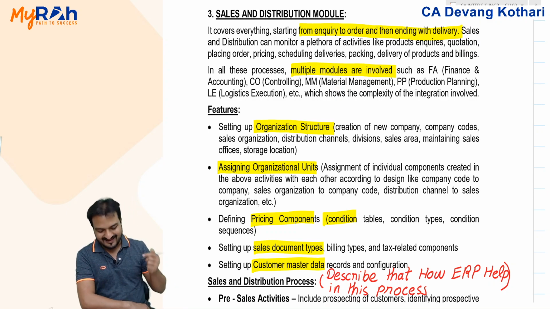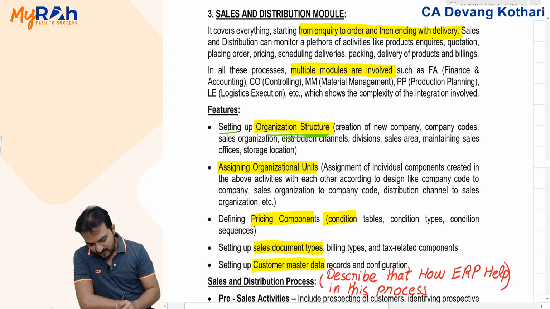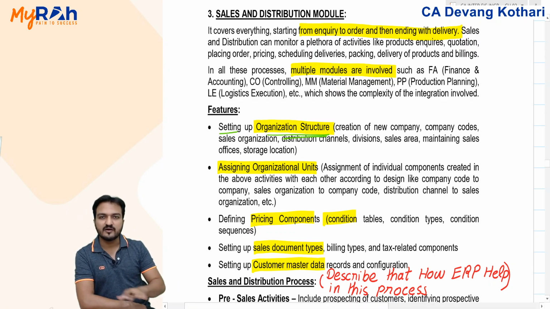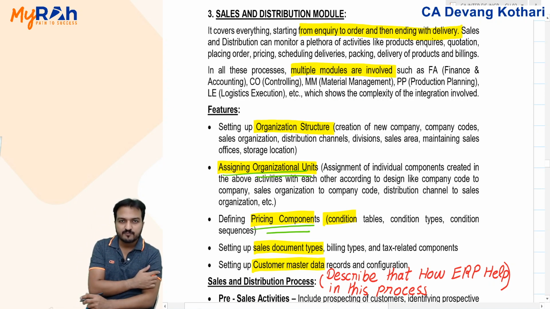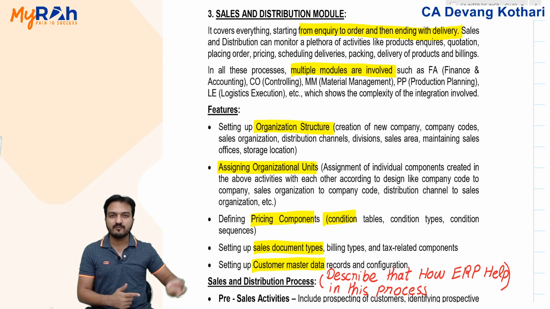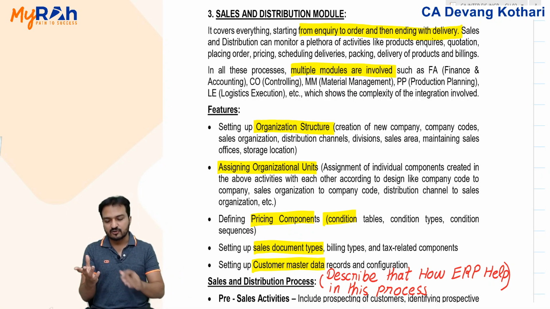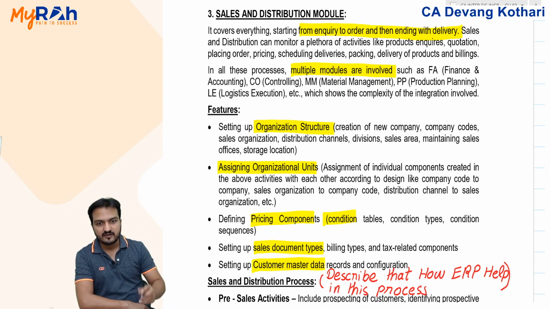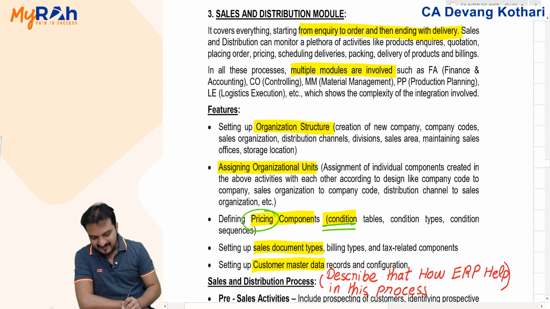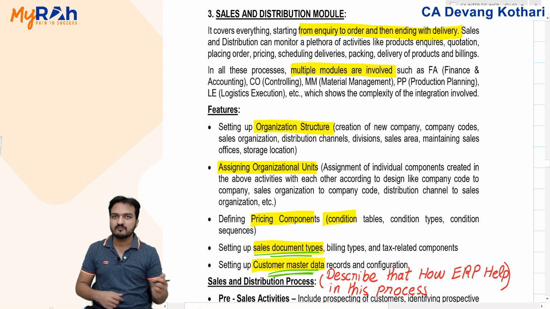So in this module also you can set up the organization structure, meaning general details about the company you can save over here. Assigning organizational units, defining pricing components. My selling price might depend on various conditions. Like you remember that flowchart we did, if you buy from the website or if you buy from the mobile app, in all cases I will quote you a different selling price. So my pricing might depend on different conditions. Those conditions are saved in this module. Accordingly, pricing is decided by this module. Plus this module will set up the sales document types. This module will maintain customer master data also. All that can be maintained in the sales module.